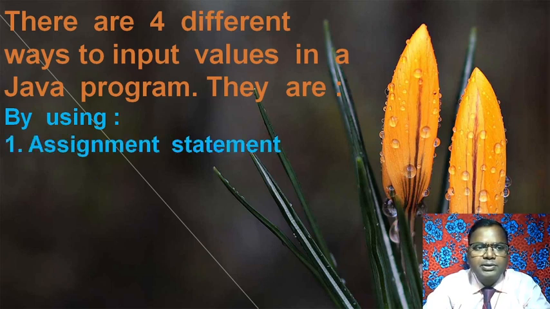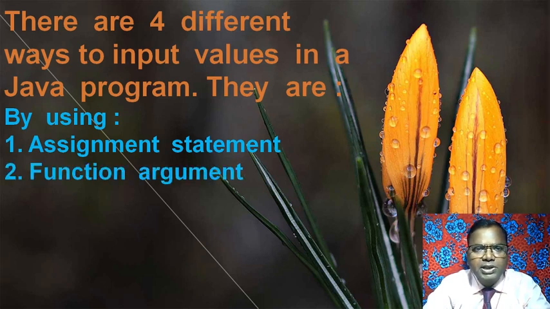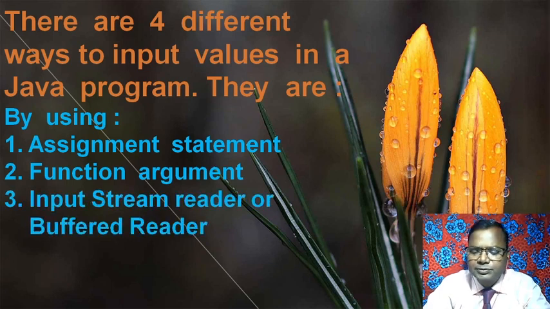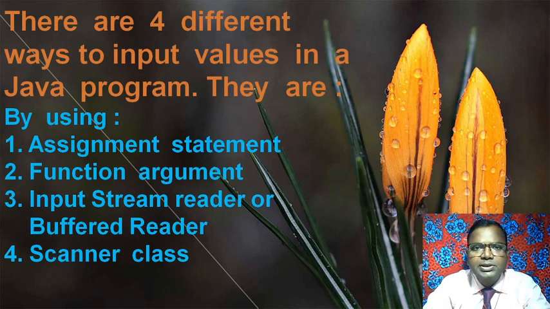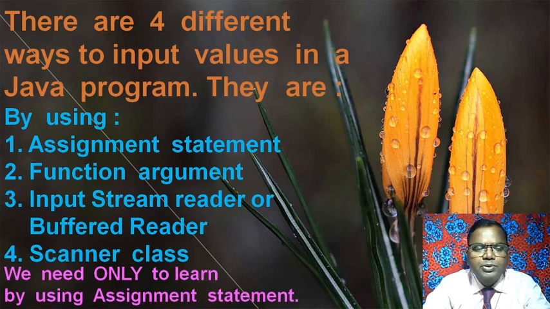Number 1, by using an assignment statement. This is the first technique. Number 2, function argument. Number 3, by using input stream reader, also called buffer reader. And the fourth one is using the scanner class. So there are 4 different ways or techniques to input values into a Java program. We don't have to study all 4 techniques. Only the first technique is used here, that is taking input by using an assignment statement. So we need only to learn the assignment statement.